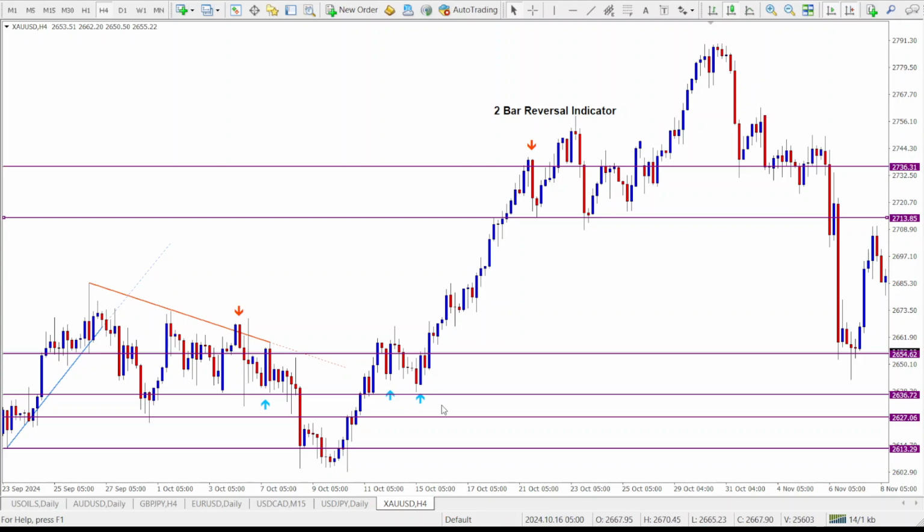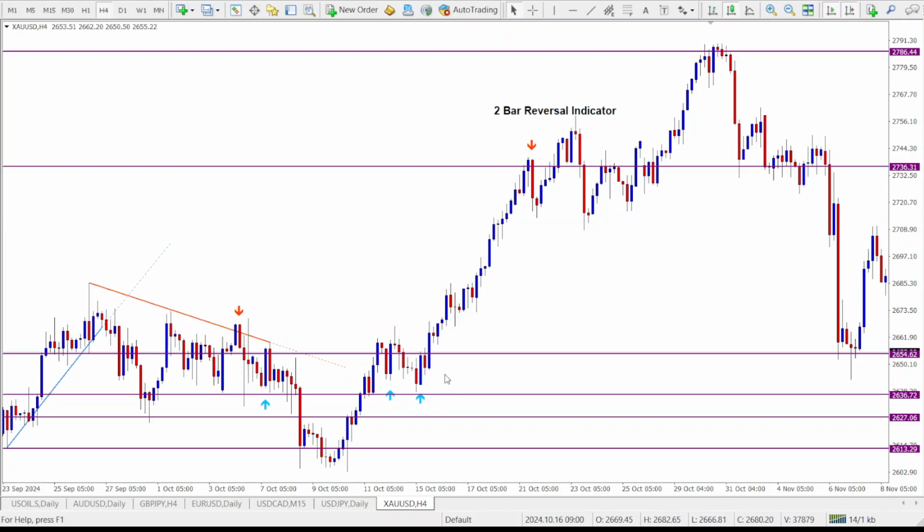You can go ahead and set your stop loss right below the blue arrow, and then your take profit level can be at resistance zones, or you can wait for the red arrow to form above the candlesticks to indicate a sell signal, and that sell signal is going to be your exit strategy for a buy trade.